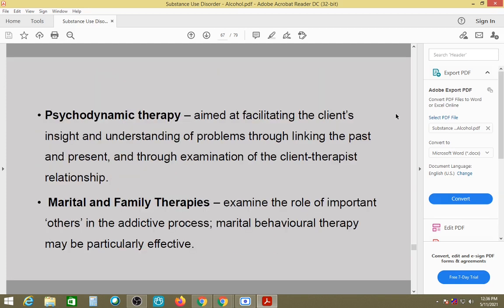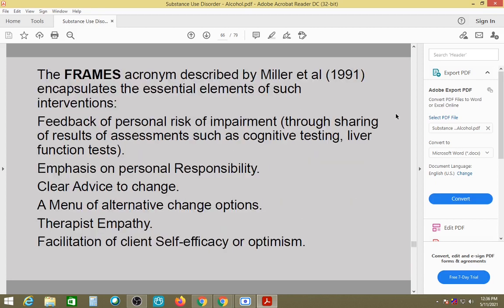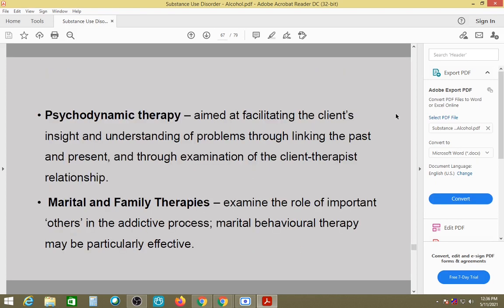Okay, this is one. Now, another one: psychodynamic therapy. Psychodynamic works inwards. Psychodynamic comes from the ego-superego relation. And over here, what happens? The person who gives the therapy, the counselor, helps in facilitating the client's insight and understanding of the problems.